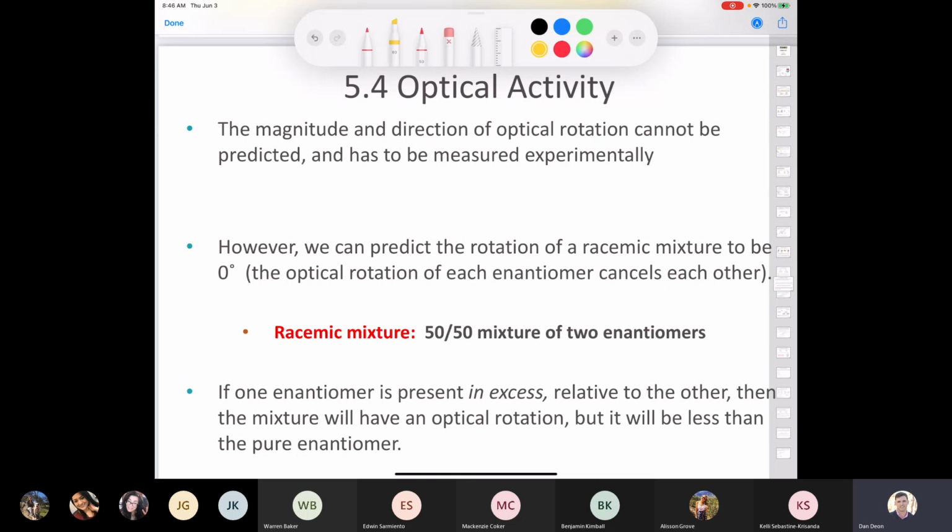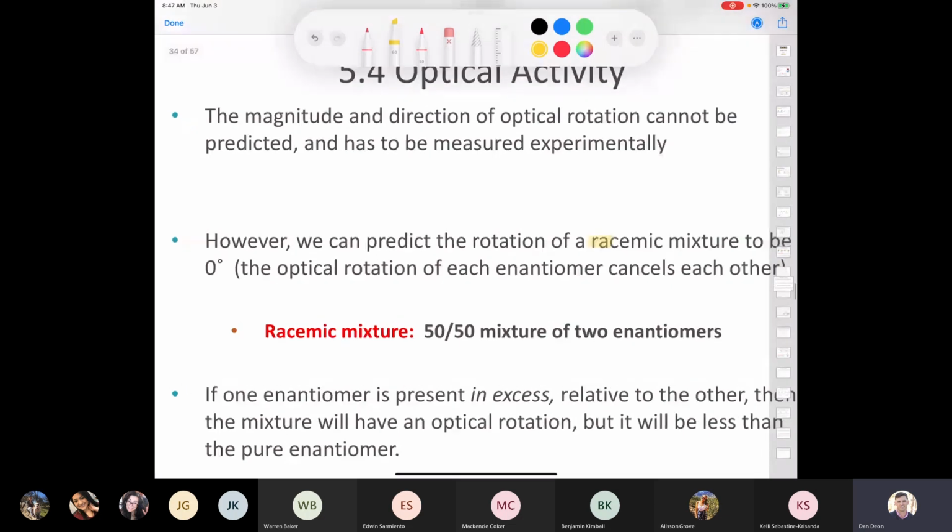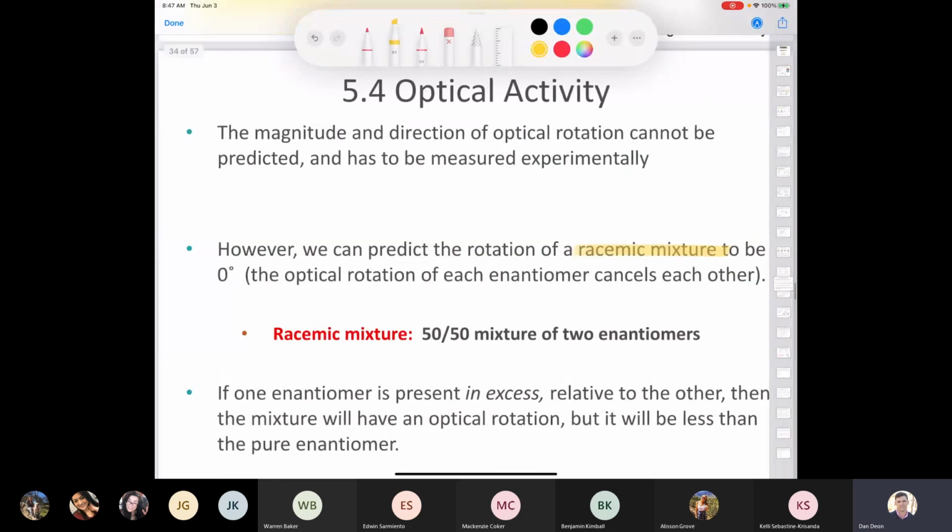Anyhow, however, there are some predictions we can make about optical rotation. I have a question for you. The answer's on here. I was going to ask you, what do you think a racemic mixture would do? Well, a racemic mixture is a 50-50 mixture of two enantiomers. Okay, a 50-50 mixture. So that means you've got 50% R and you've got 50% S.